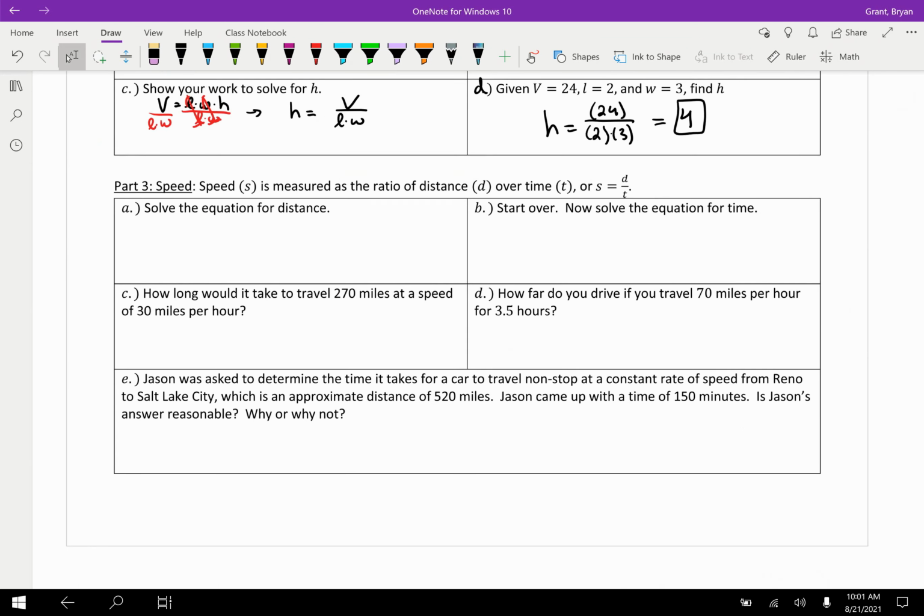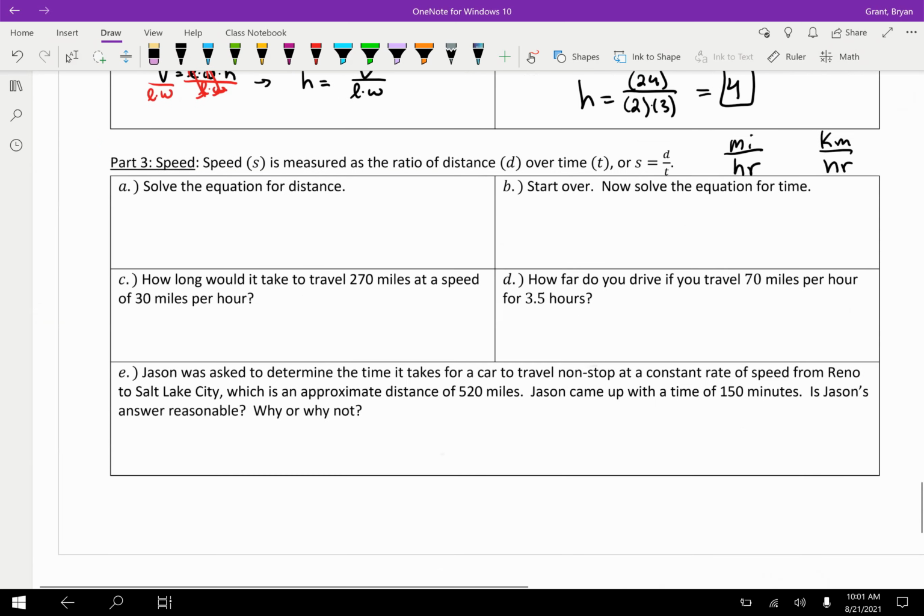So, speed is measured as the ratio of distance over time. Speed is distance divided by time. And you know that before. You've probably heard speeds on roads in terms of miles, that's a distance, per hour, that's a time, right? Or in most other countries, kilometers per hour. Distance over time. That's how we find speed.